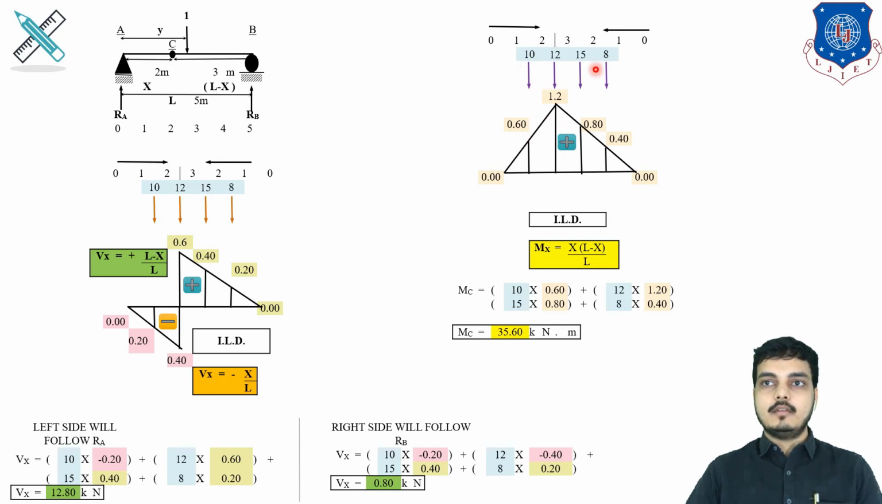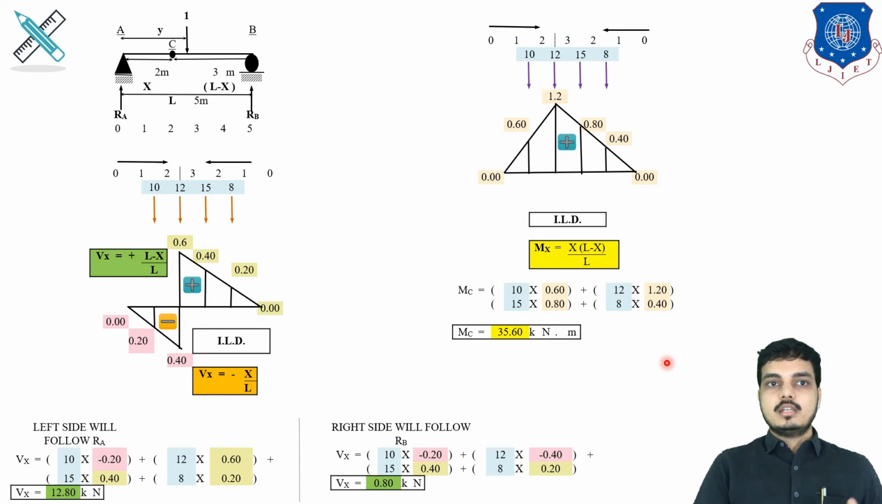Now again we have to find out the Mx for this concentrated load. Nothing, just place and multiply with the ordinate. Here it will be simple. As we can see there is only a positive Mx value, only a single diagram. So the value will be single only. That is 10 multiplied by 0.6 plus 12 multiplied by 1.2 plus 15 multiplied by 0.8 plus 8 multiplied by 0.4. After the algebraic sum of this I will be getting 35.60 kilonewton meter.